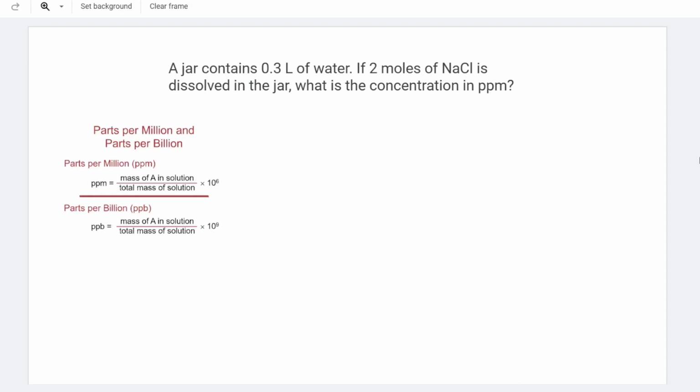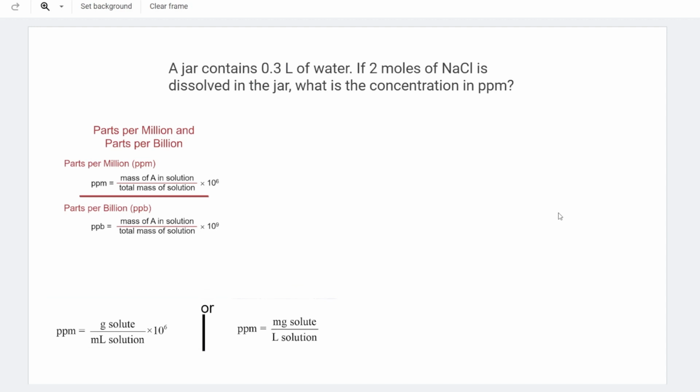So parts ratio is simply the mass of whatever you're trying to calculate for in a solution over the total mass of the solution. And depending on if you're solving for parts per million or parts per billion: if you're solving for parts per million, you'll multiply that by 10 to the 6th. If you're solving for parts per billion, you'll multiply that by 10 to the 9th.